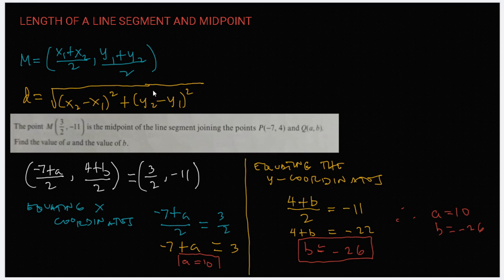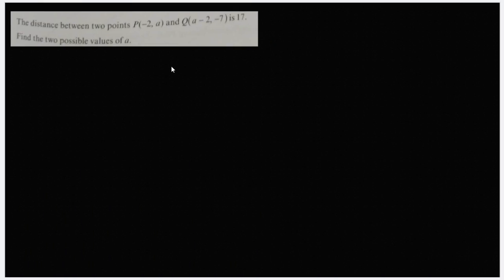As a recap, the formula to solve for the length of a line segment is d is equal to the square root of x sub 2 minus x sub 1 quantity squared plus y sub 2 minus y sub 1 quantity squared. This will be the formula that we will be utilizing to find the length of a line segment. Now, let's start with this example.